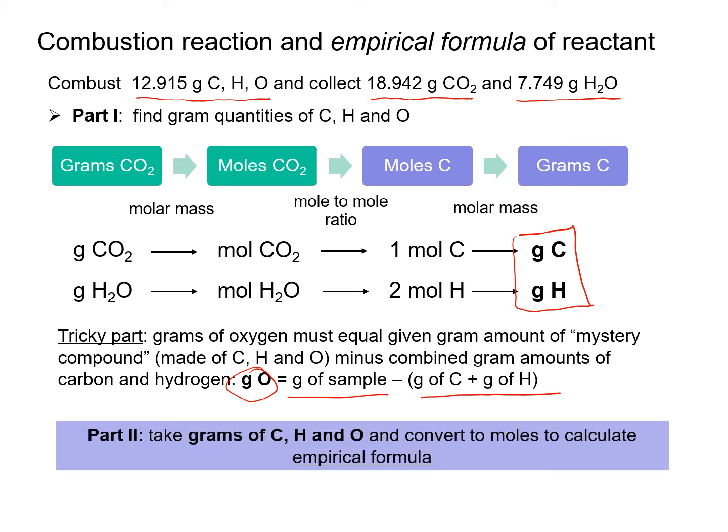Now we are really close to getting where we want to go. We have grams of carbon, hydrogen, and oxygen, and we can take each of those elements, convert those to moles, and then do the following steps to get at the empirical formula.